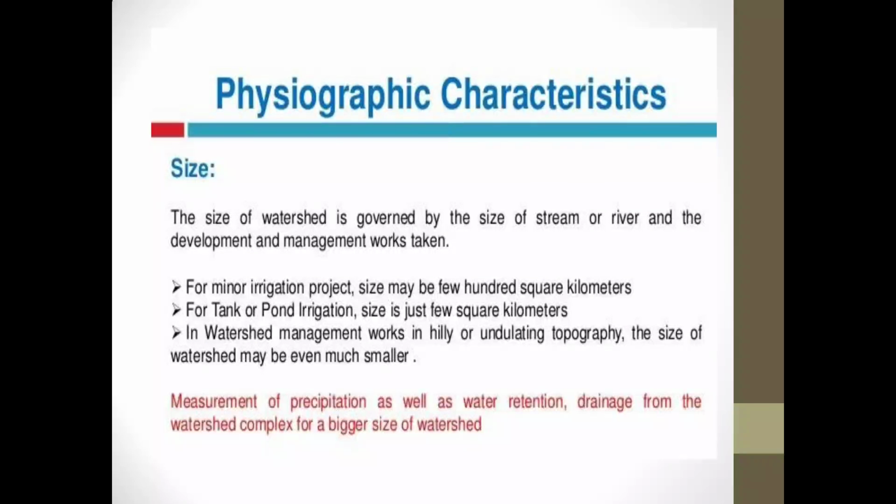Then the second one, for tank or pond irrigation, the size is just a few square kilometers. And the third one, in watershed management work in hilly or undulating topography, the size of the watershed may be even much smaller than the other two types of watershed projects. Then the management of precipitation as well as water retention and drainage from the watershed complex is for the bigger size of the watershed. So this is the second characteristic, the size of the watershed.